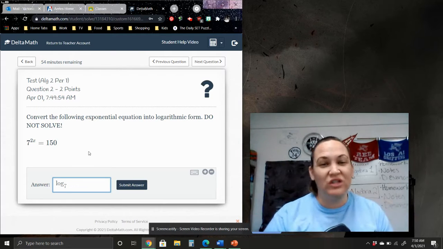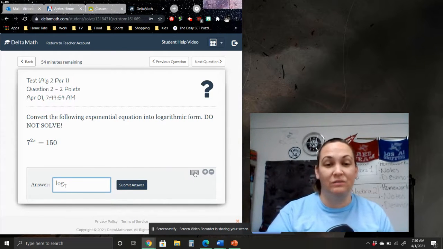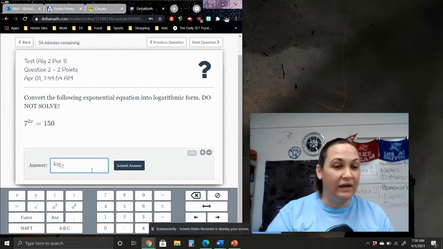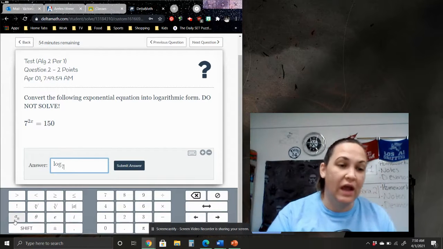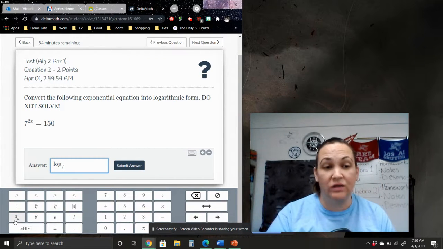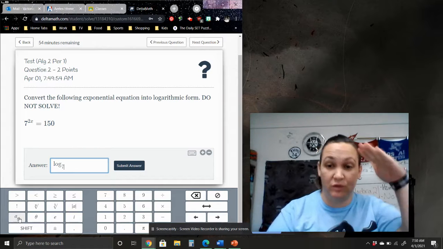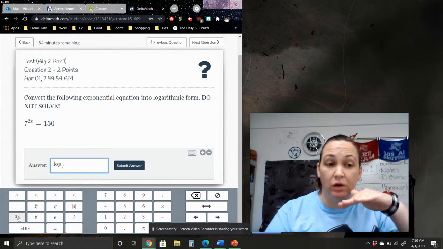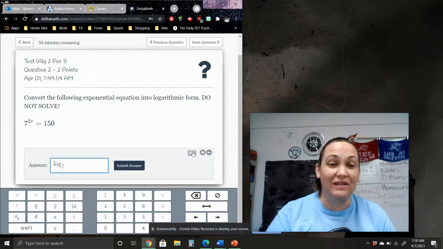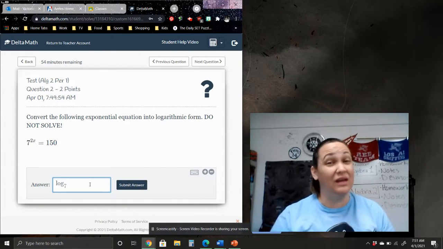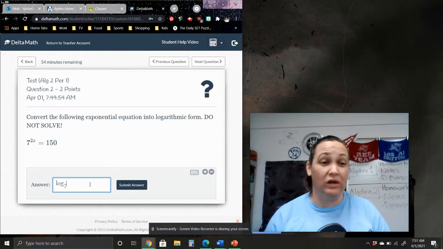Or your other option is there is a keyboard in Delta Math right here. And I'm pretty sure one of the buttons is, yep, right here, A sub n. So that would be another way to make it a subscript. Subscript is below. So superscript is above and subscript is below. So that would be another way to get it down as the base. Now you do have to type it correctly. Otherwise it's not formatted right and then you will get it wrong.